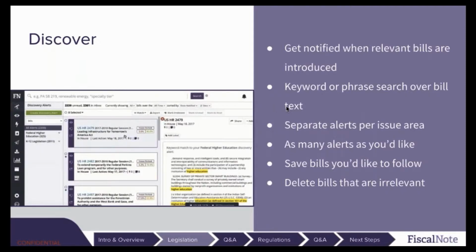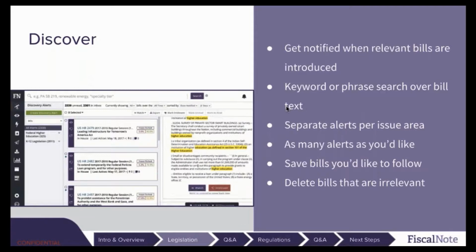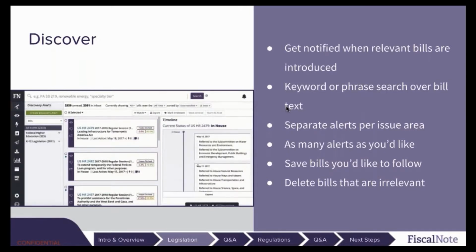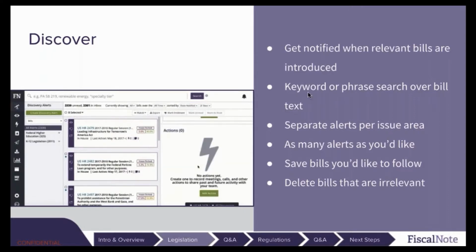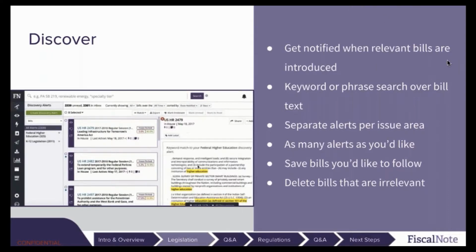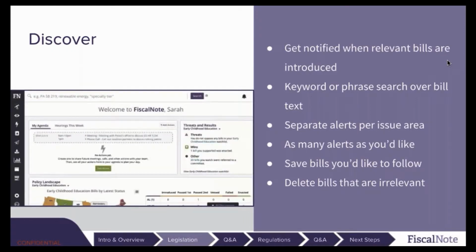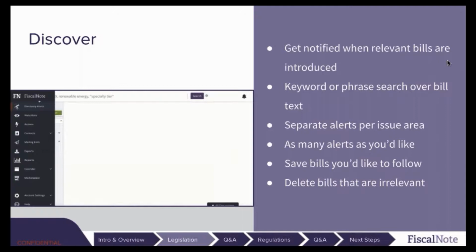FiscalNote will notify you once a bill that is relevant to you is introduced or published to congress.gov via your discovery alerts. You can have as many alerts set up as you'd like. For example, you can have a minimum wage alert that'll alert you every time a bill that has minimum and wage is introduced, or another one for labor unions.